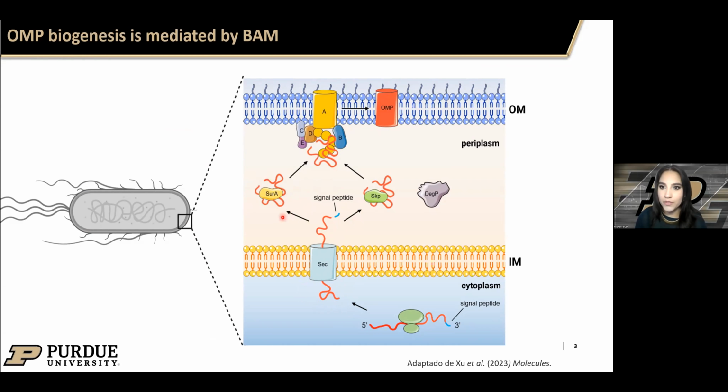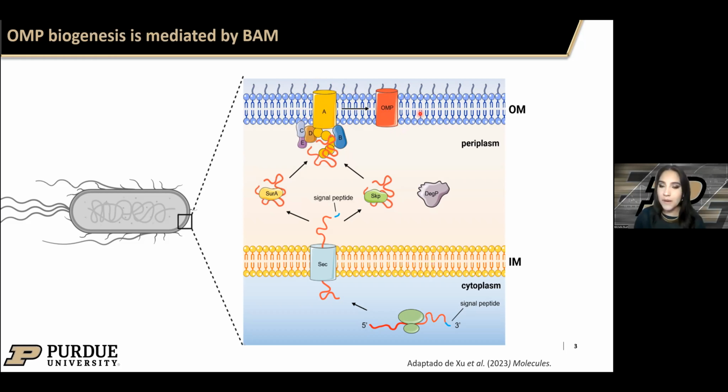The chaperone proteins are responsible for stabilizing these outer membrane proteins and also transporting them across the periplasm. Then the chaperone proteins interact with the BAM complex and deliver these OMPs to the BAM complex, where the BAM complex is able to fold them properly and insert them in the outer membrane of all gram-negative bacteria.